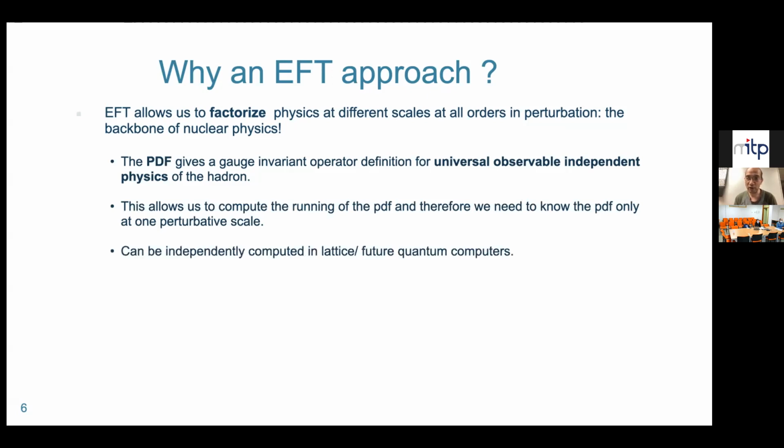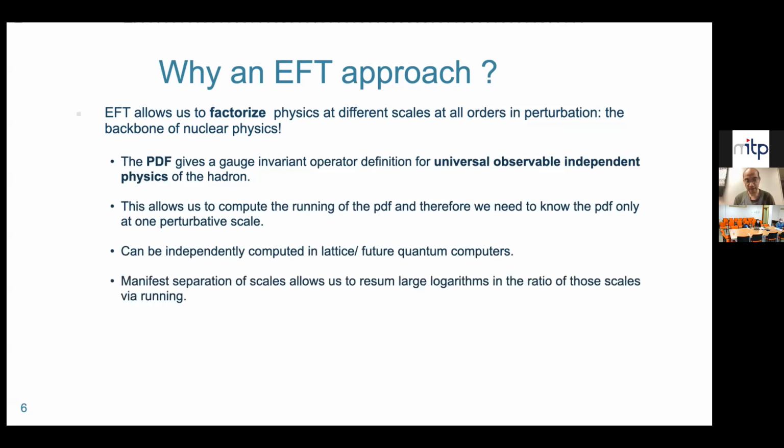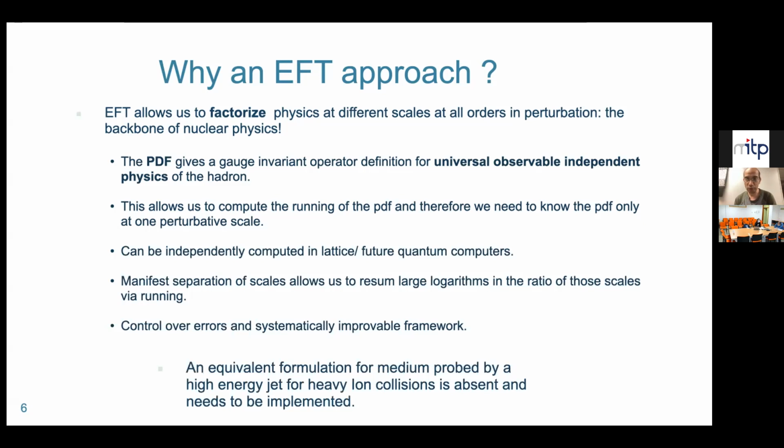Because again, we have an operator definition, we could compute the PDF independently in a lattice or possibly in a future quantum computer. At the same time, the manifest separation of scales allows us to resum any large logarithms that might be present in the cross section itself. And finally, and most significantly, you have control over the errors because it's an EFT approach and it's a systematically improvable framework.